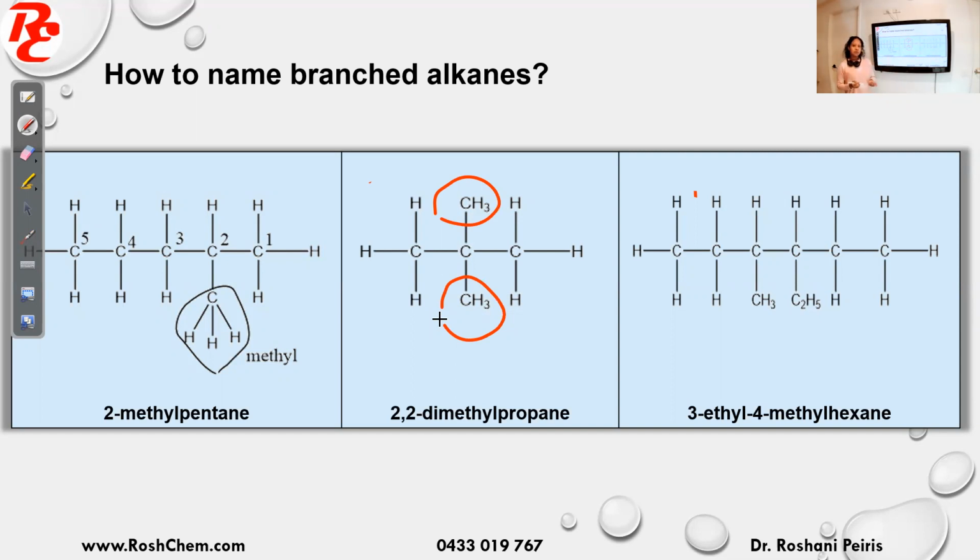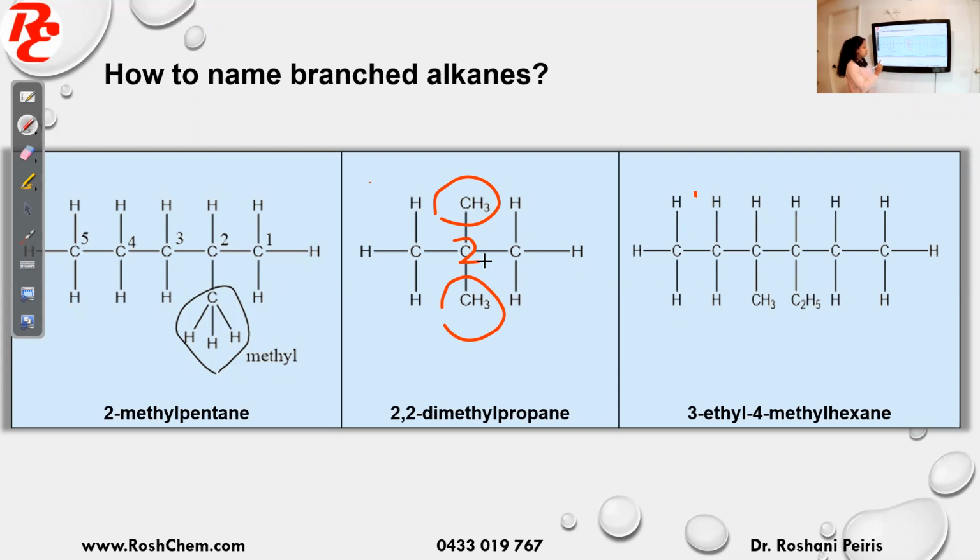So we say dimethyl. And where are they? You can see this is the second carbon when you count from both sides. The methyl groups are on the second carbon. So that's why I say 2,2-dimethyl. So what does that represent? 2,2 means both the CH3s are on the second carbon. So I have given a number to each CH3. So it's 2,2-dimethyl, 2 methyls, then the longest carbon chain is propane.